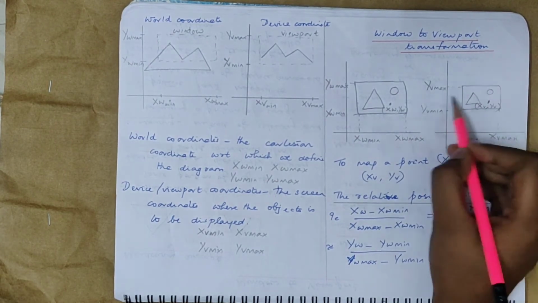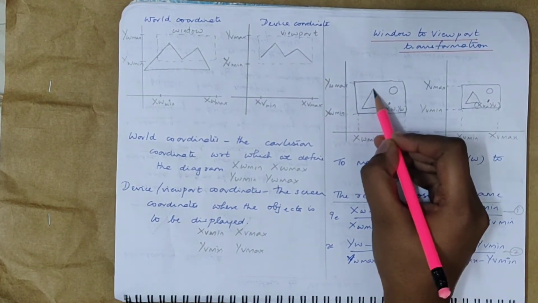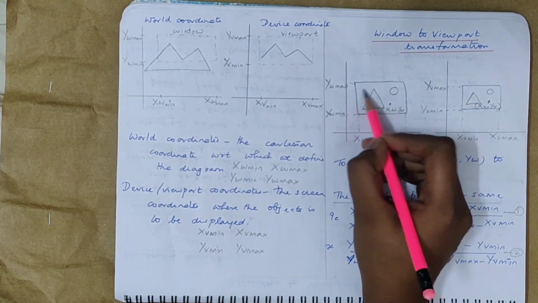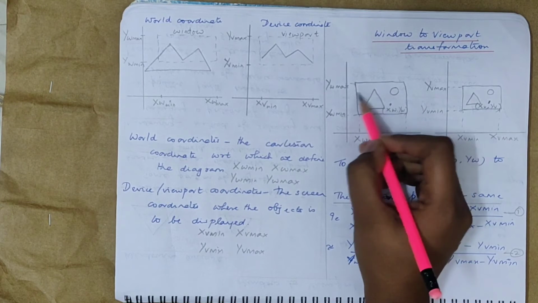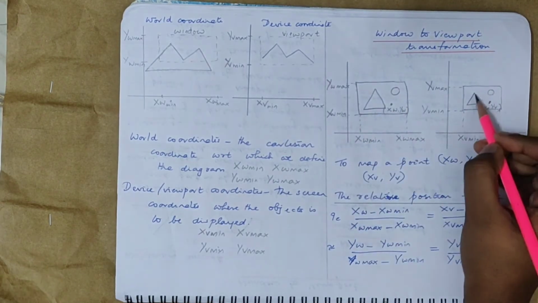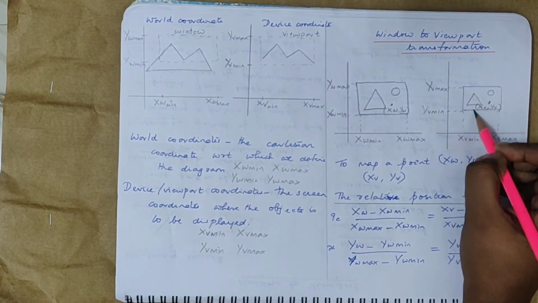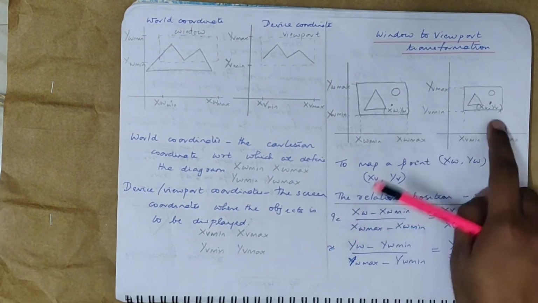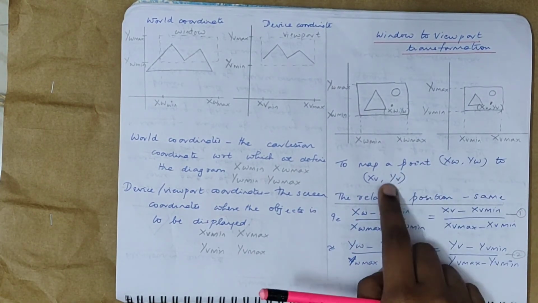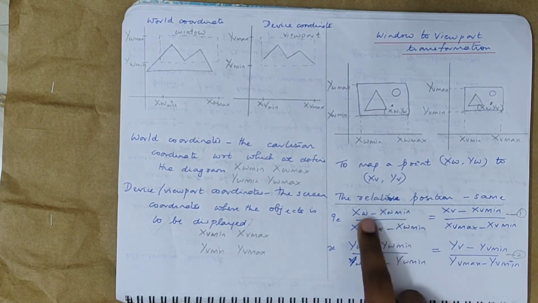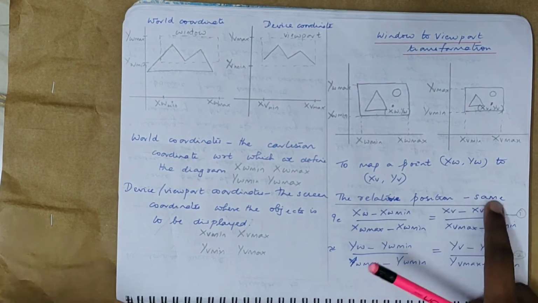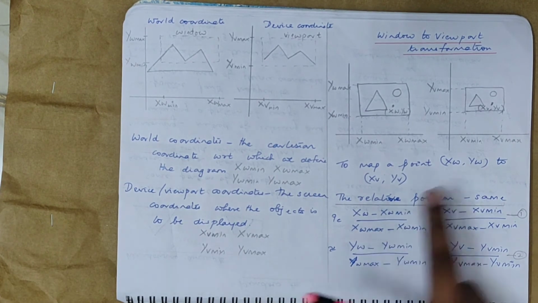If you take this triangle, the distance of this point from the x-axis and y-axis will be the same as the distance after mapping, the relative position. Relatively, the object position is going to be the same. So keeping that as the main concept, you can derive the formula. Since the relative position is the same, the difference is going to be the same.